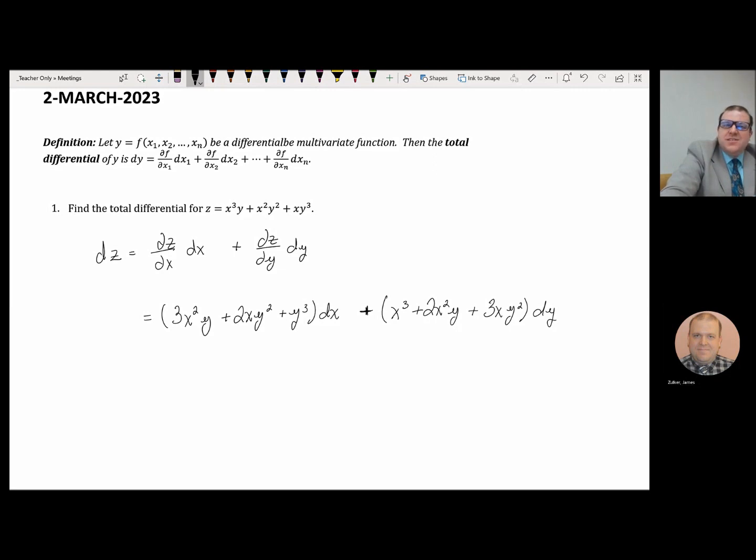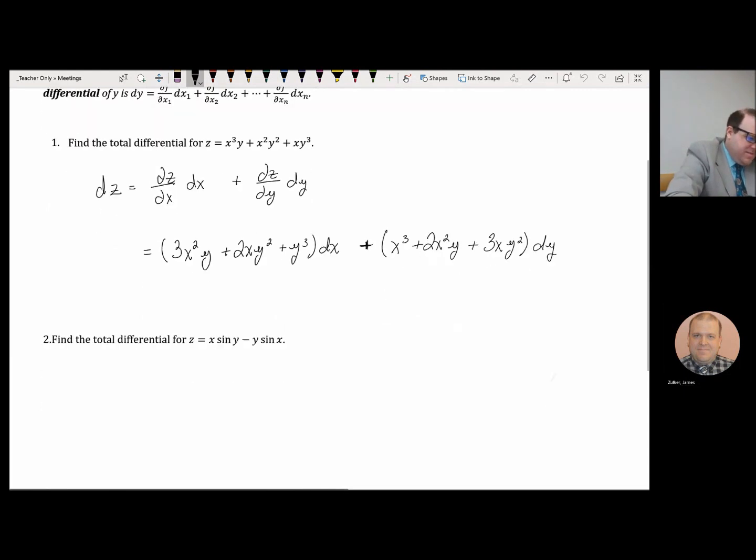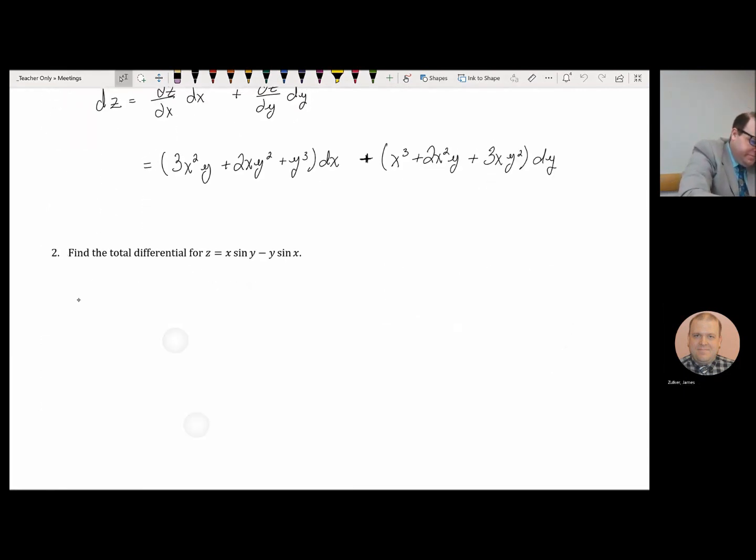All right, so again, a natural extension of a topic studied in Calc 1. We again have two independent variables. All right, so we're just going to have two terms in the total differential. Partial with respect to x.